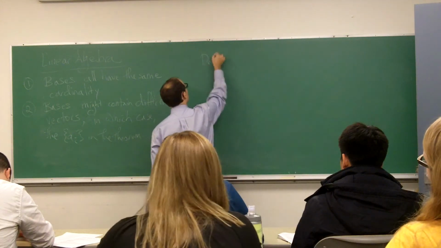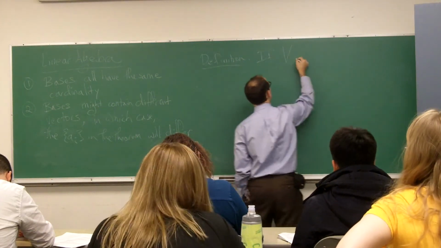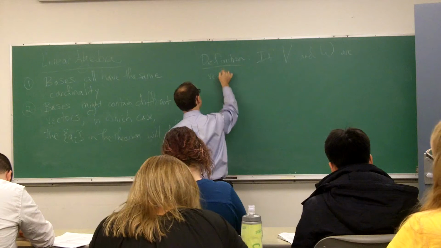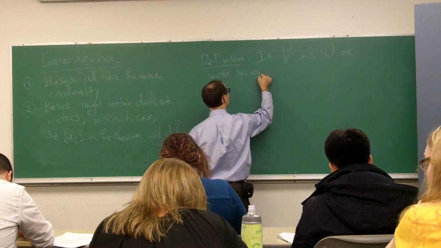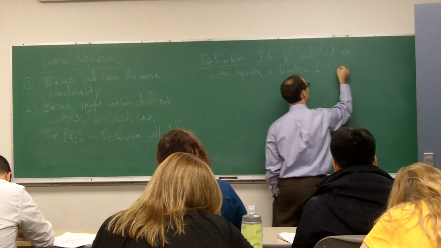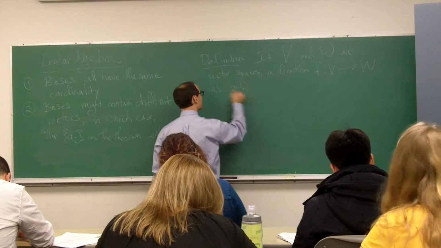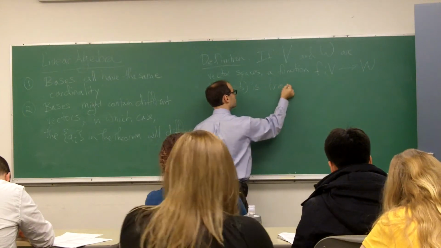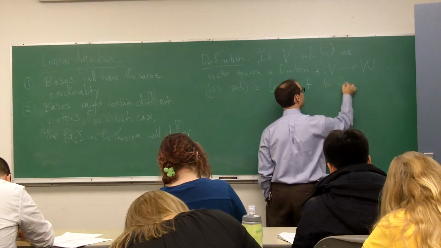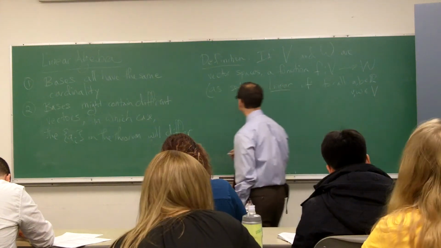Following thought, that is, that of a linear map. V and W are vector spaces. A function f from V to W as sets is linear if, for all a, b in R and v, w in V, a bunch of equations hold.